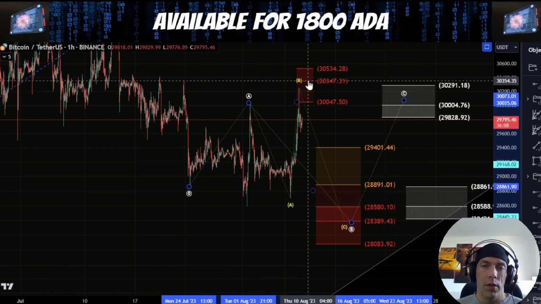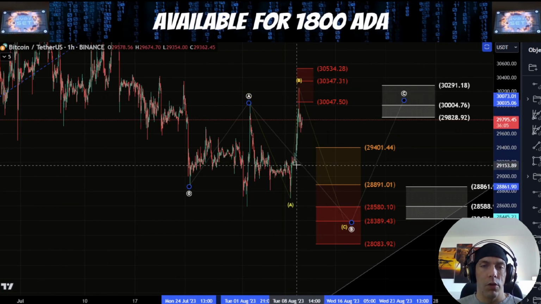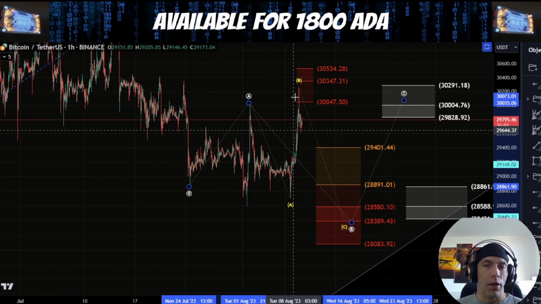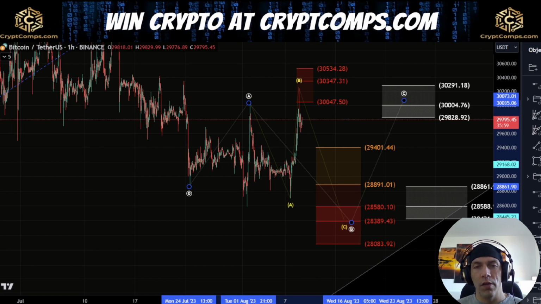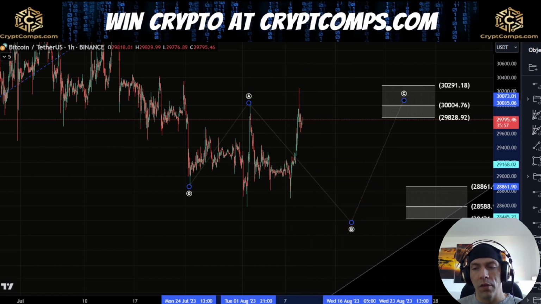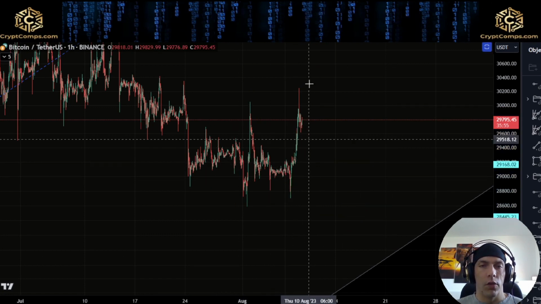If we do see this look to break down deeper, potentially we could look for support and look for that idea of an extension, provided that we hold this 29,176. But if we start to lose that level, it becomes less probable that we're going to see this continuation up.